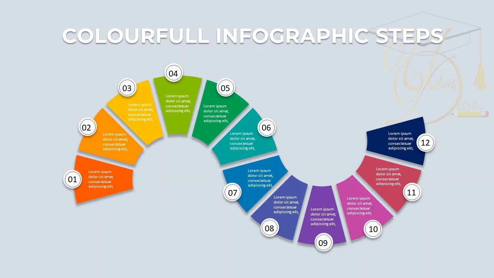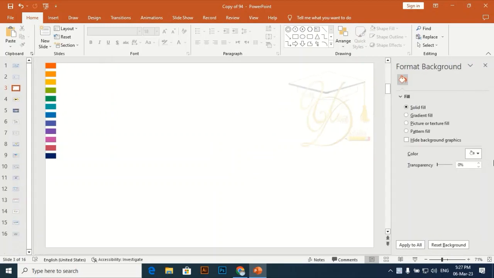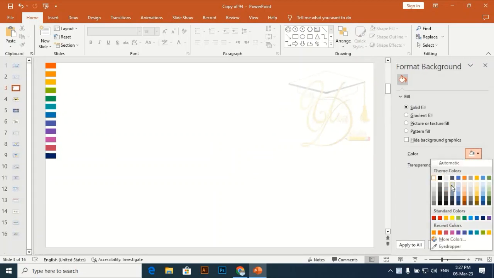In this tutorial, I am going to show you how to design this beautiful, colorful infographic steps in PowerPoint. The keys that I am using during the design, you can see at the below bar. Follow these keys and watch the video till the end. Go to format background. I am going to give it some different color.